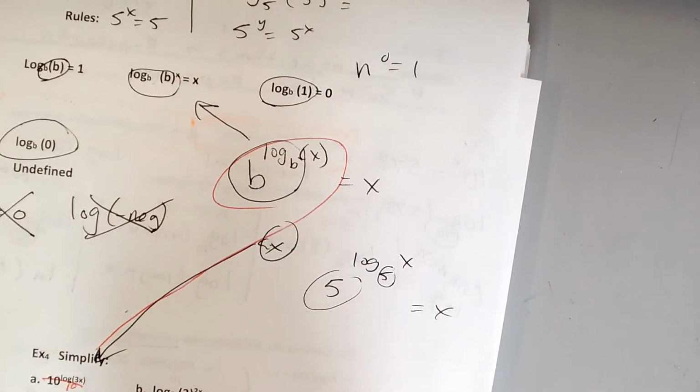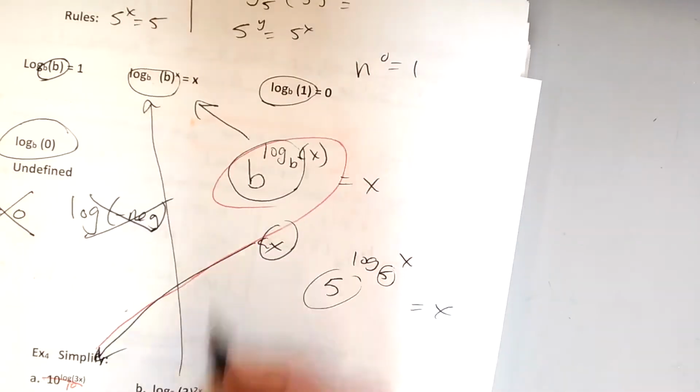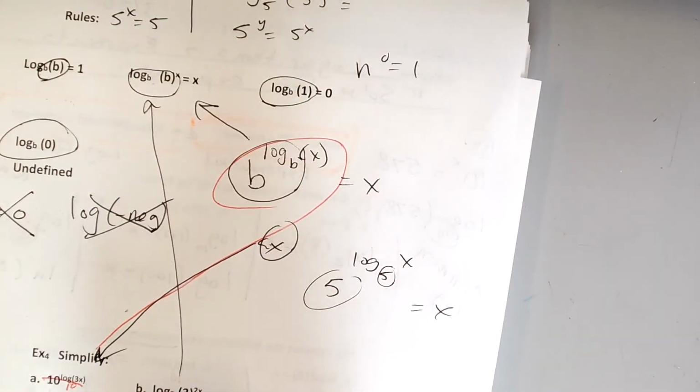B, these are the same, the 3 and the 3. So they cancel each other using this rule up here. They cancel each other out. You're just left with 2x.